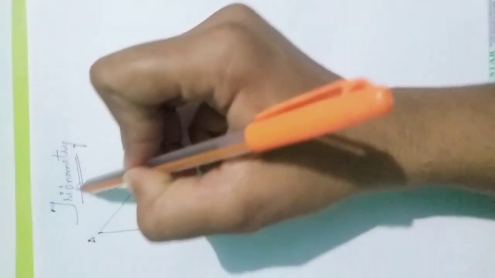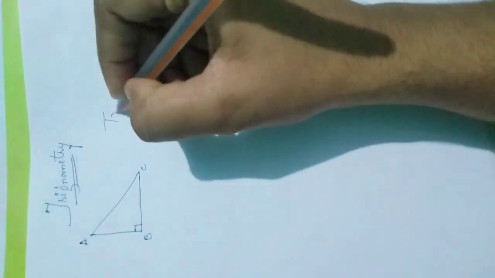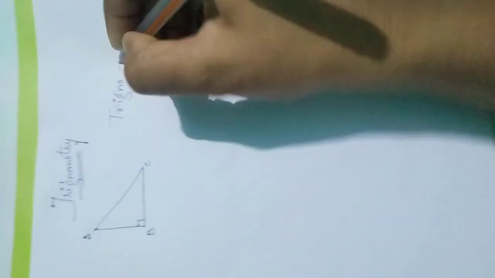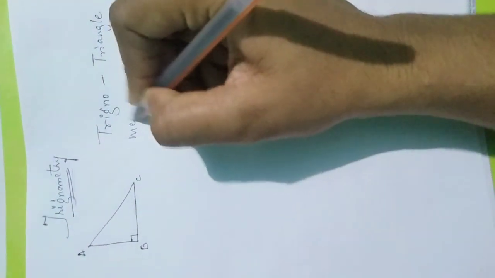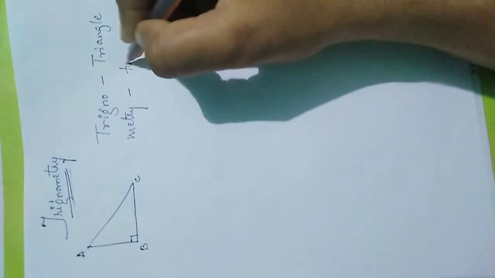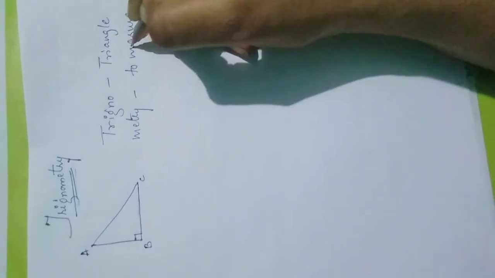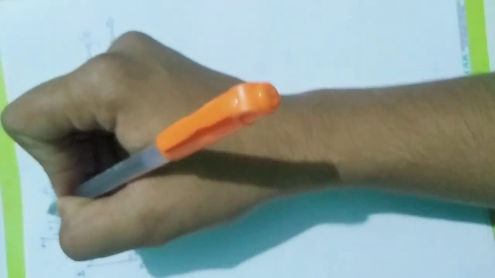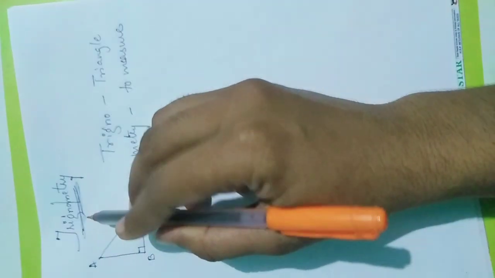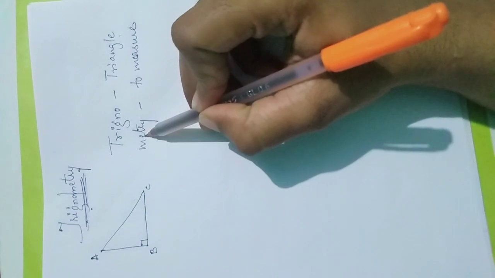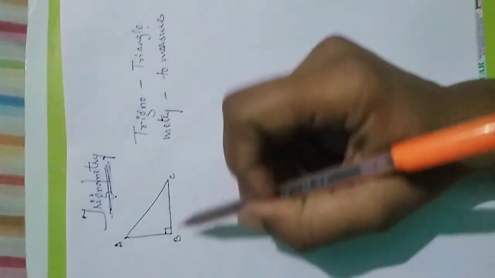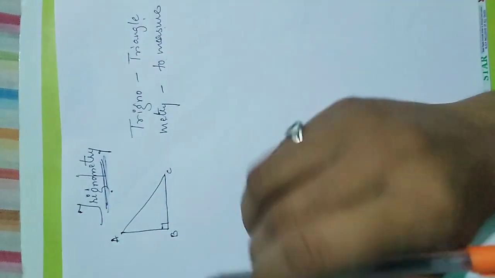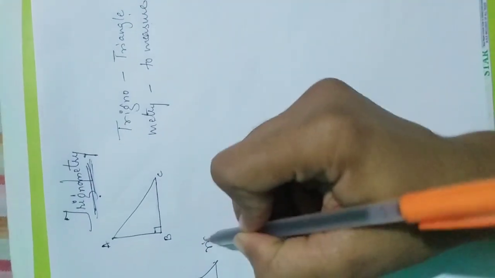So, the word trigonometry: trigno means triangle and metry means to measure. We have divided this word into two parts, that is trigno, which means triangle, and metry, which is to measure.